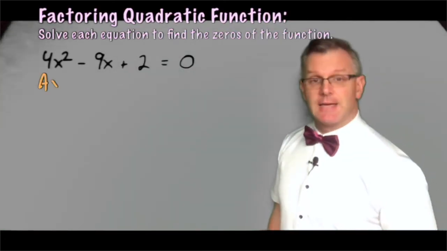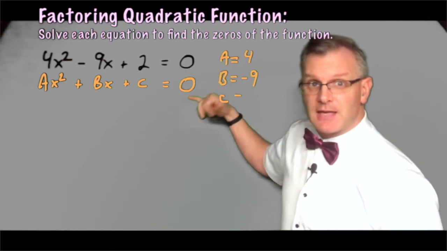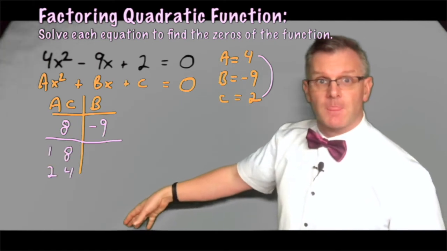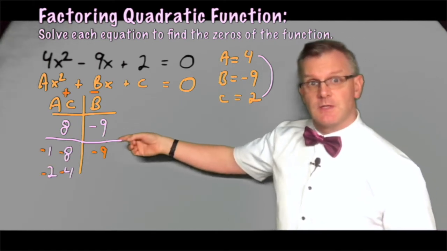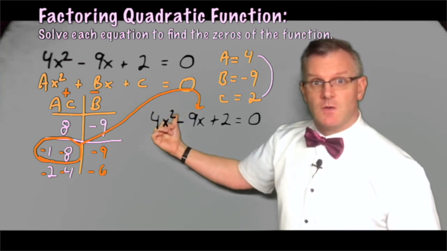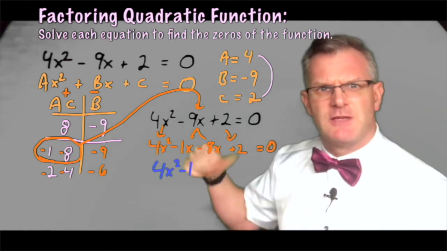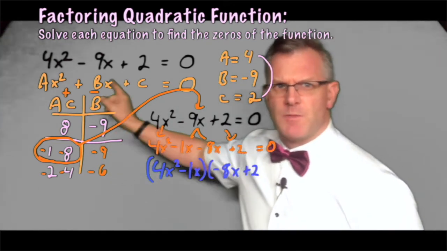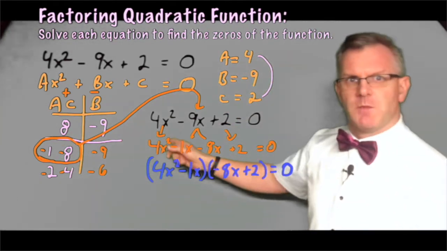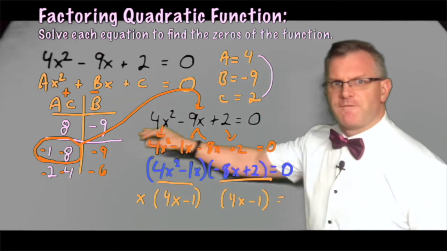4x squared minus 9x plus 2 equals 0. A is 4, B is negative 9, C is 2. Factors of AC that sum to B. Notice in this case, AC is positive and B is negative. The only way I'm going to multiply to a positive and add to a negative is if both terms are negative. So I make all of my factors negative. Work through the chart, figure out that it's going to be 1 and 8. Bring it up, substitute it back in. Go ahead and work through our factor by grouping.